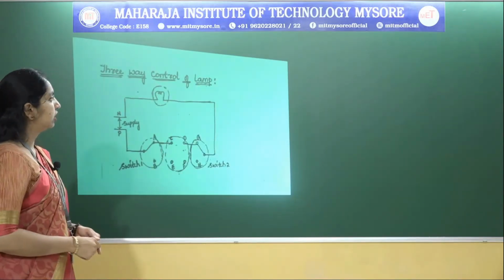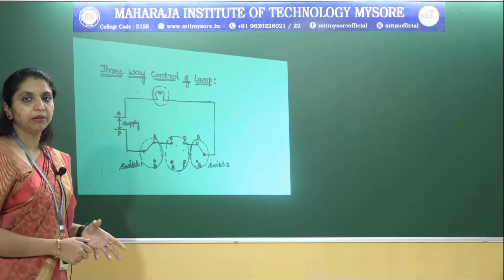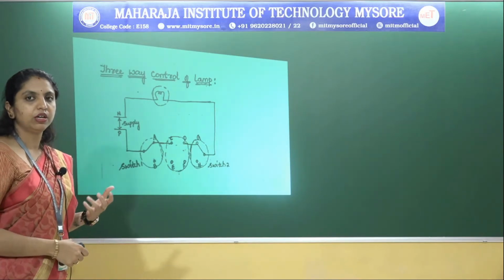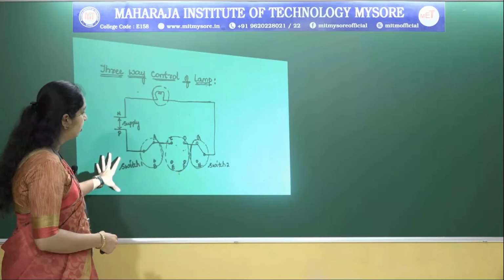So next we have three-way control of a lamp. That means we can control a single lamp with 3 different switches. So how can we control a single lamp with 3 different switches? Look at the figure carefully.